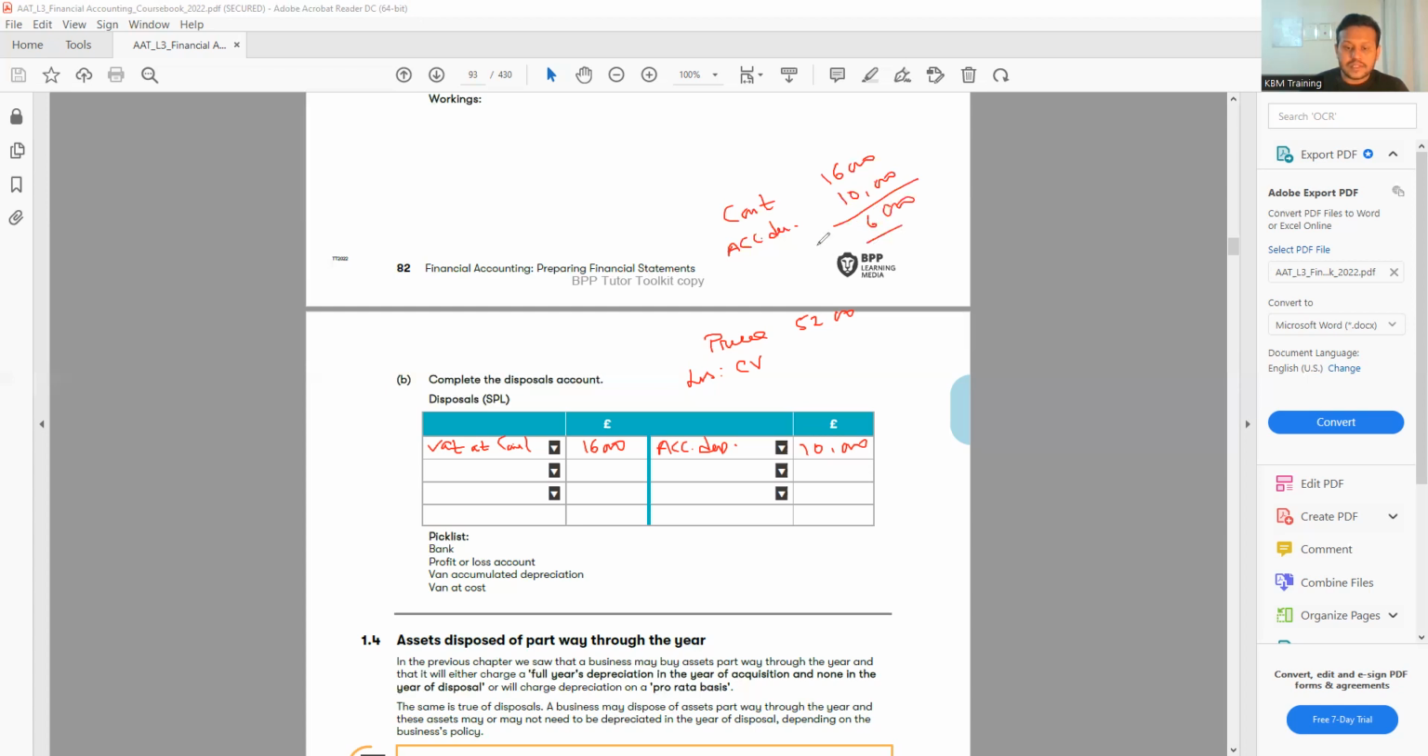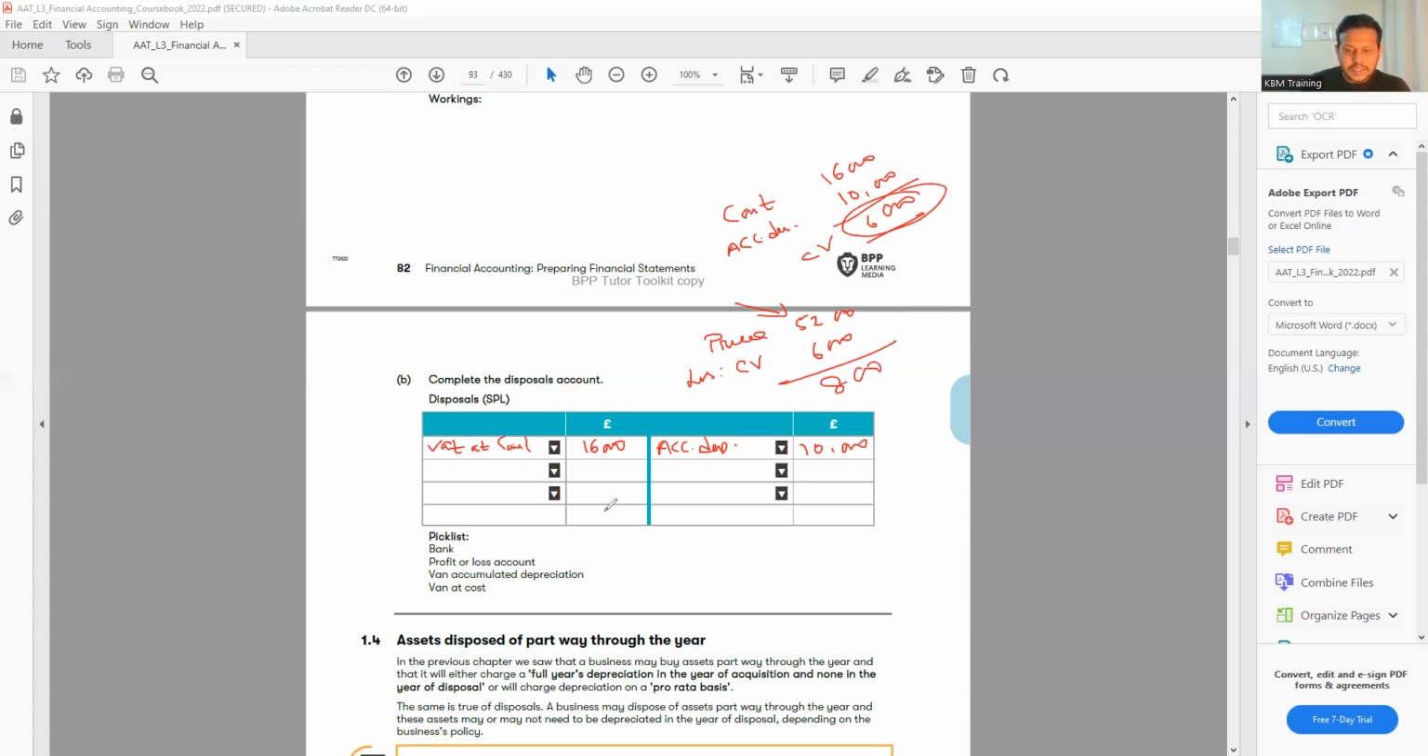So carrying value was 6,000, but I sold it for 5,200. So I sold for less than the carrying value. That will bring me a loss, because my asset had a value of 6,000, but actually I sold it for 5,200. So that gave me a loss of 800.